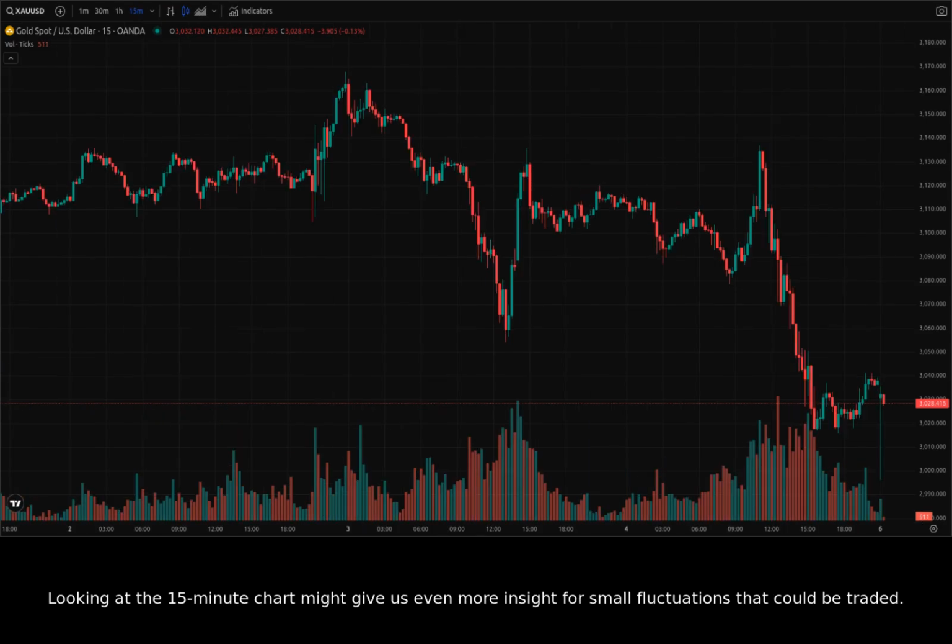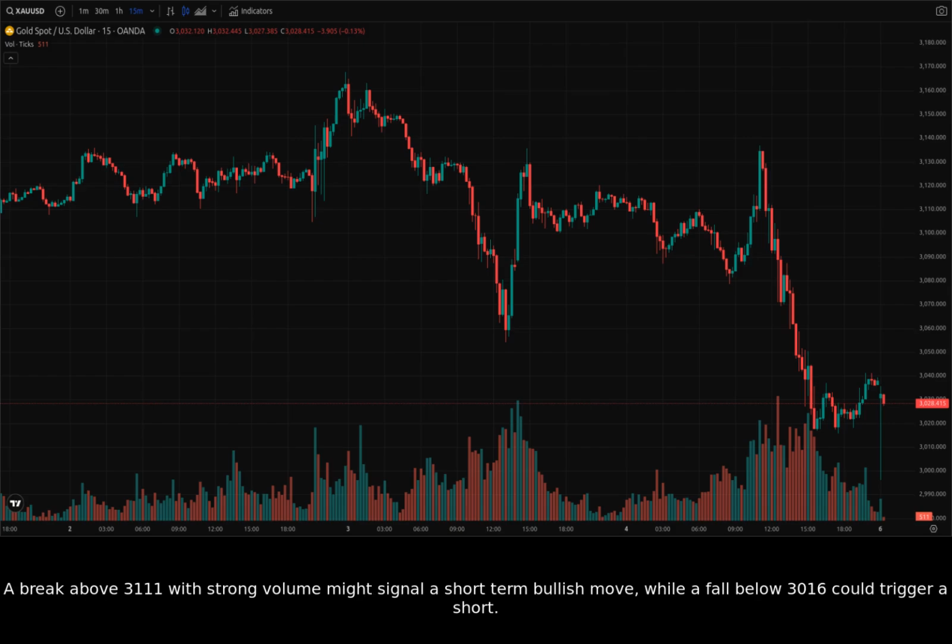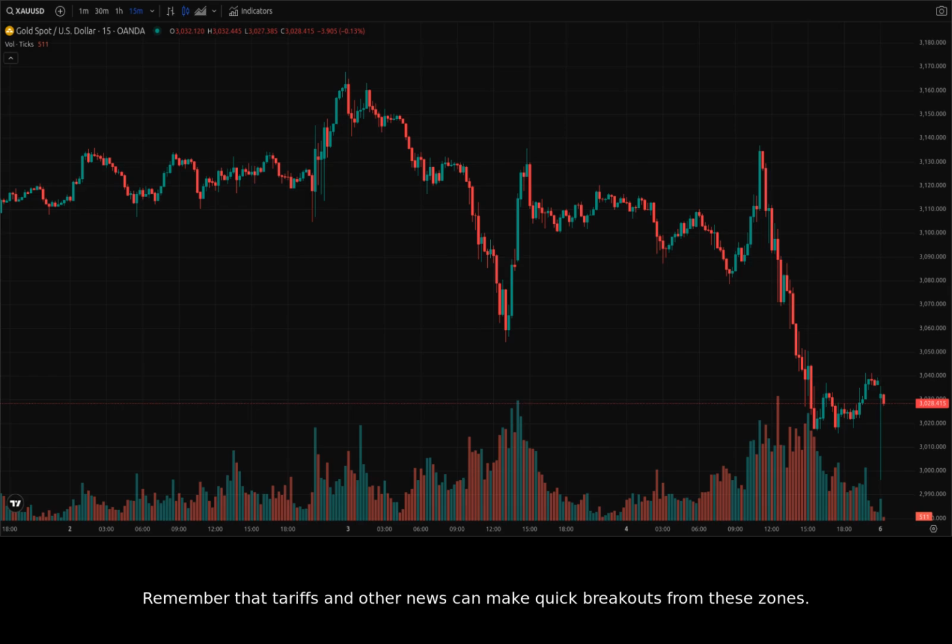Looking at the 15-minute chart might give us even more insight for small fluctuations that could be traded. Let's focus on April 1st to 4th, 2025 to get a more precise look at what's happening recently. We see heavy volatility here, so traders could keep an eye on 3111 and 3016, the local highs and lows. A break above 3111 with strong volume might signal a short-term bullish move, while a fall below 3016 could trigger a short. Remember that tariffs and other news can make quick breakouts from these zones.